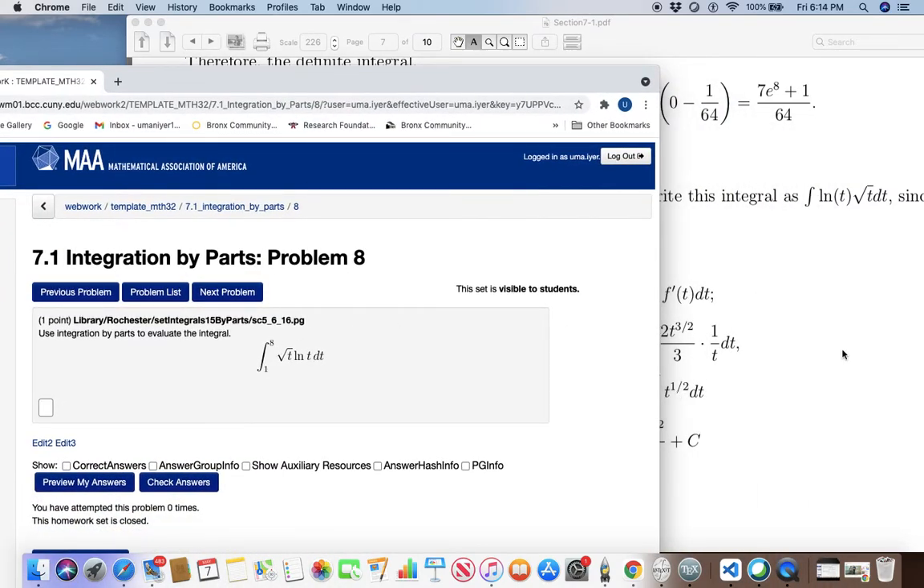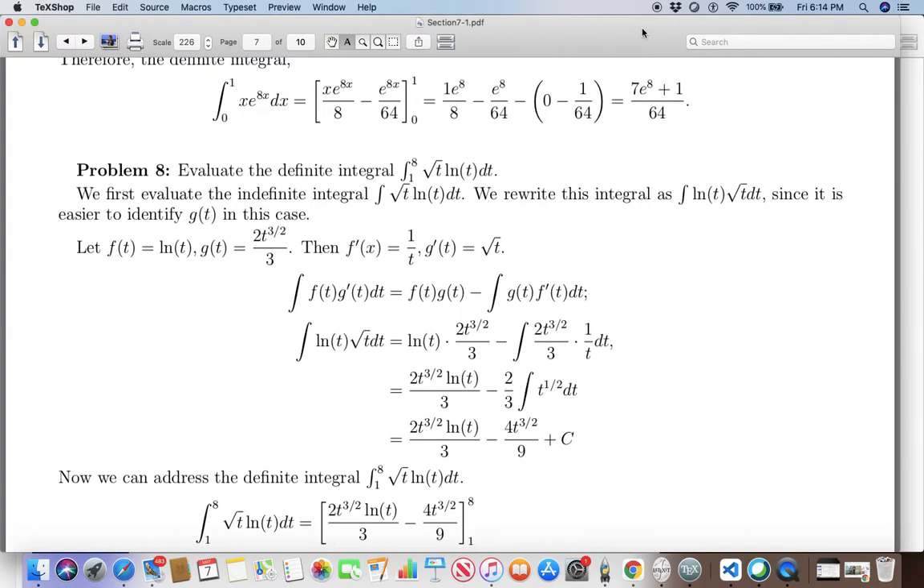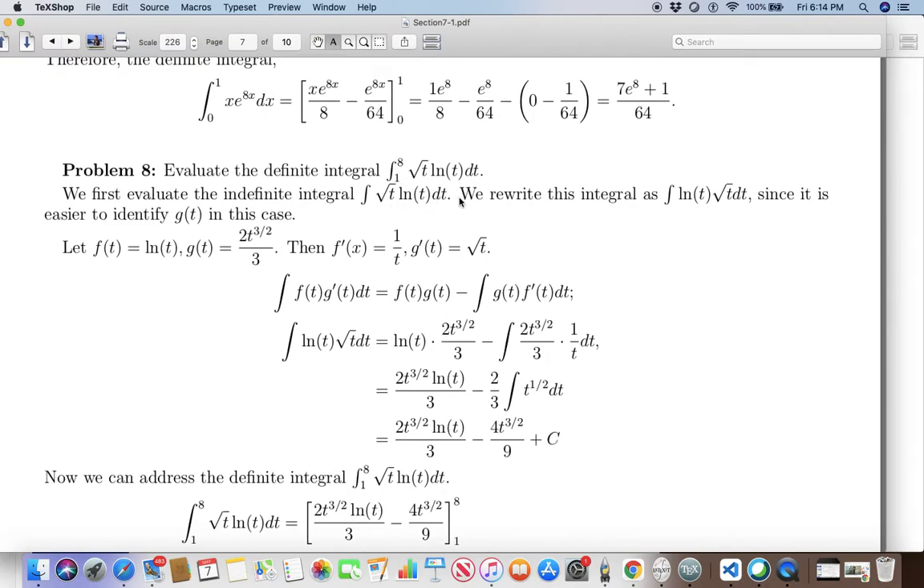Definite integral from 1 to 8 of square root t natural log t. To find the definite integral, we first need the indefinite integral. Square root t natural log t. We rewrite it placing the natural log t first because it's easier to find the antiderivative of square root t. g is the antiderivative of square root t, which is 2t to the power 3 halves over 3. f is natural log t.